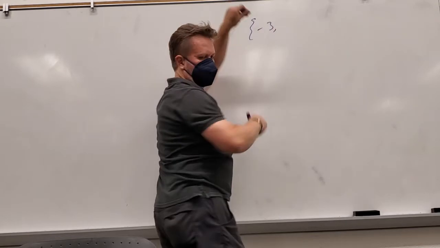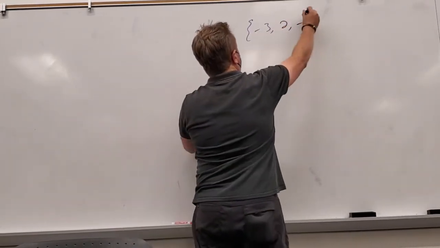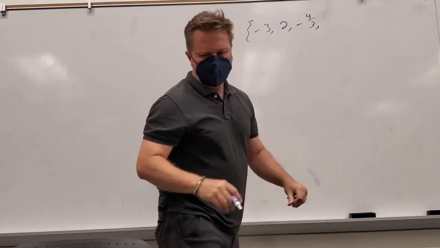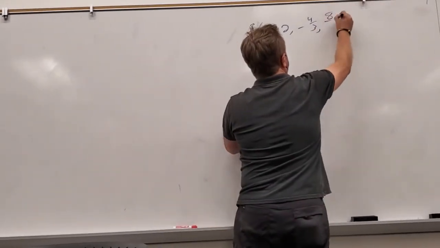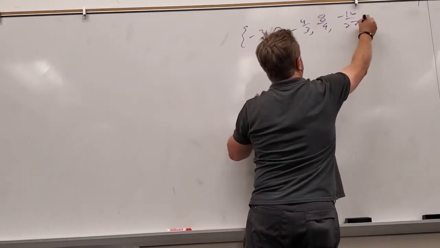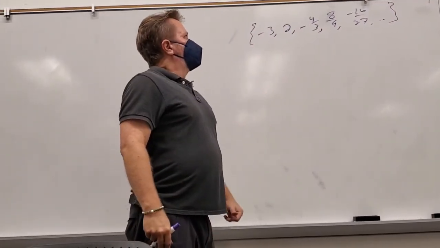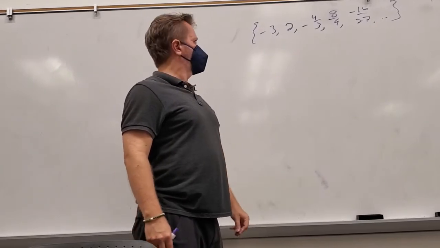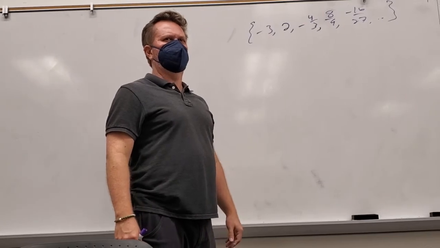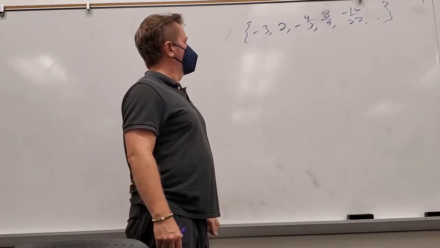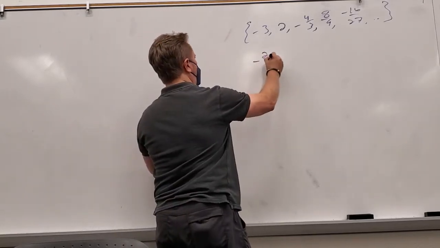Negative 4/3. On the later ones, you can tell what's happening, right? You're multiplying each term, I think, by negative 2/3, yeah. Negative 2/3, good. So what is negative 2/3? What symbol do we use for that?